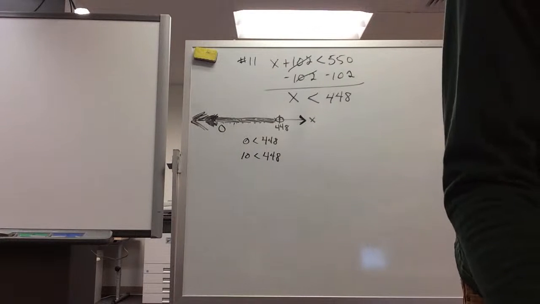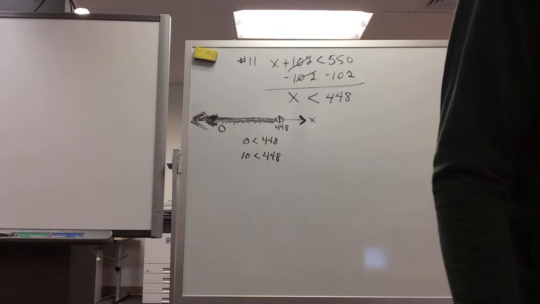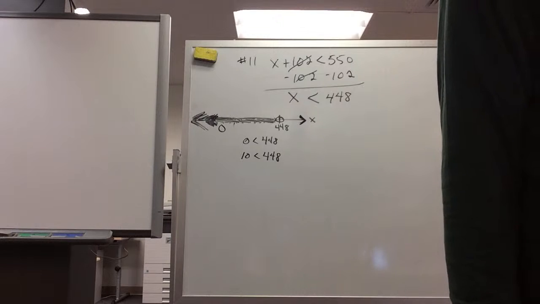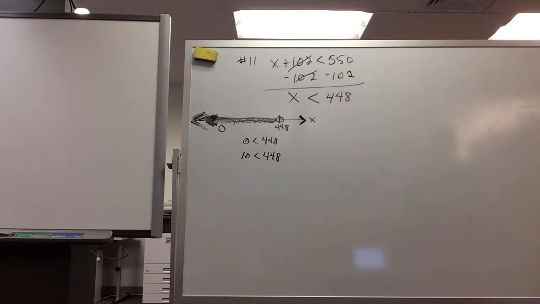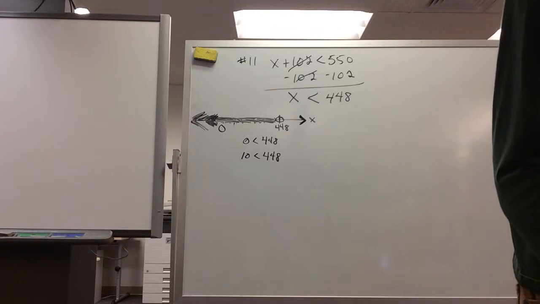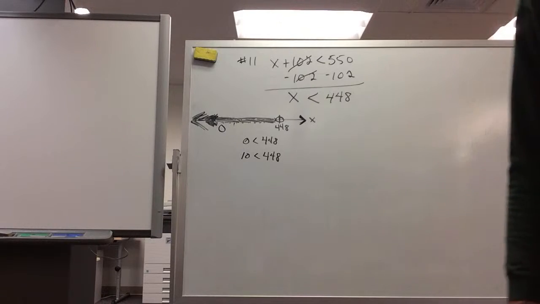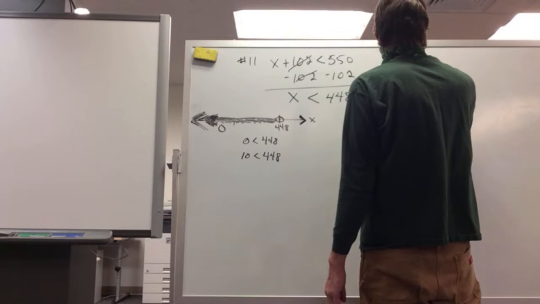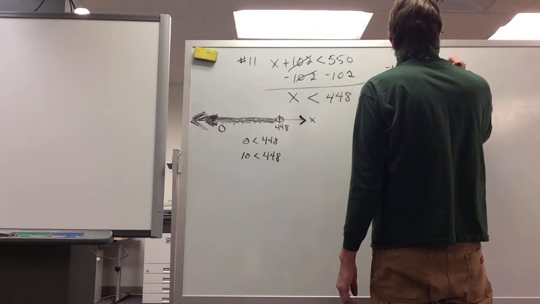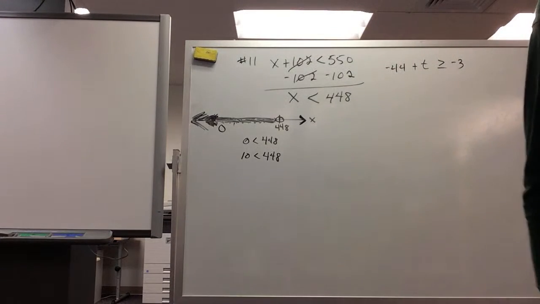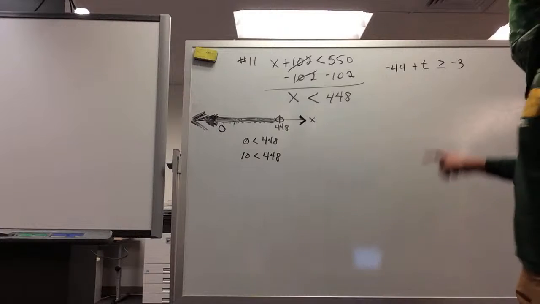You want to see another one? Which one? Okay, number 12. So 12 is negative 44 plus t is greater than or equal to 3. Is it negative 3, did I say? Positive.